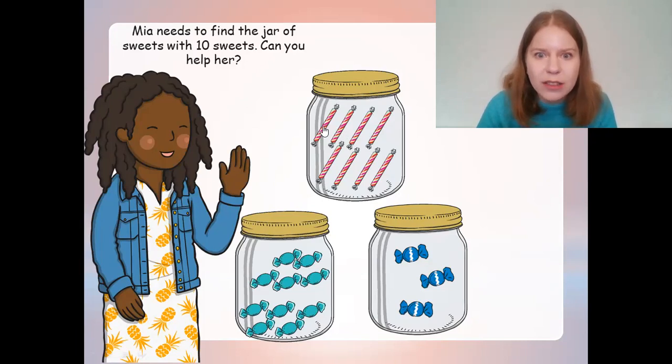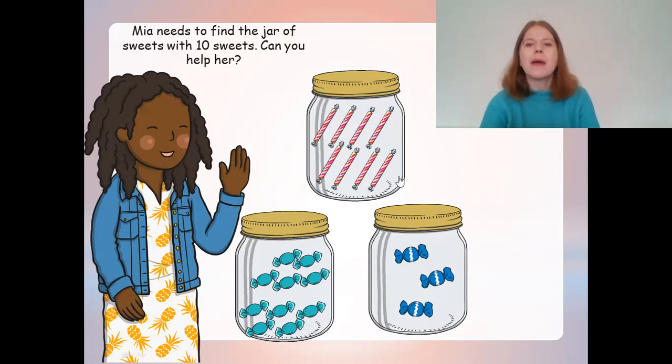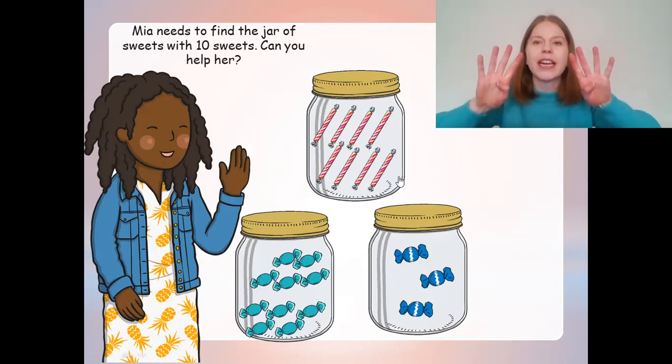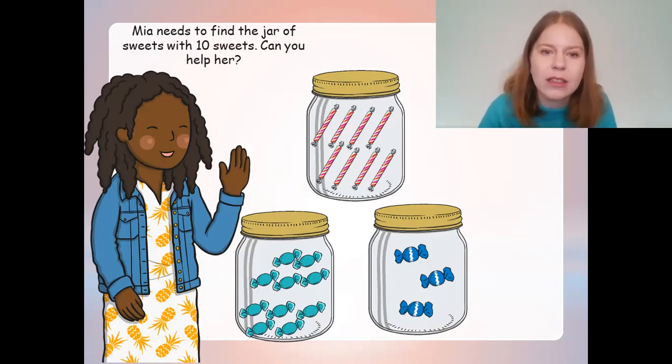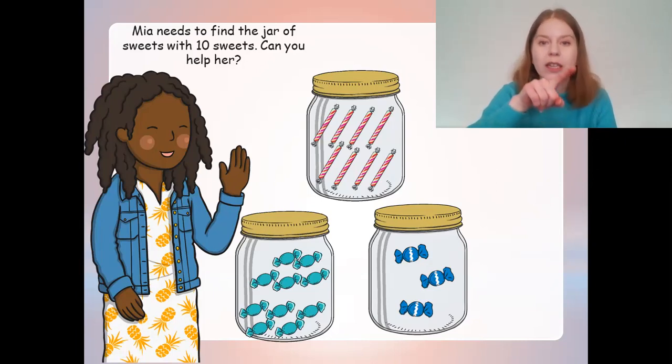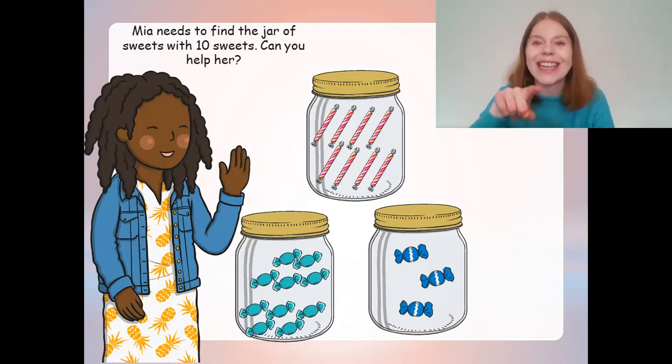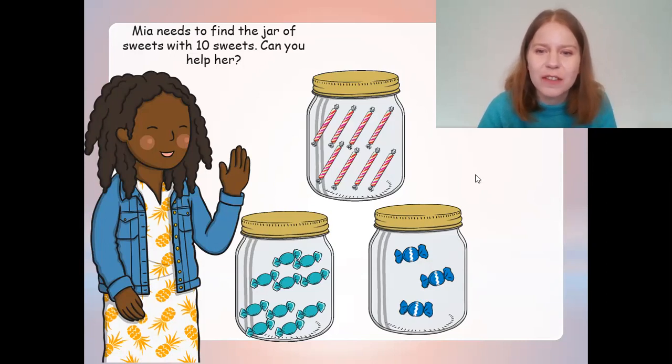So I wonder if you could tell me how many you think there are. You could count them in ones, or could you look how many are at the top? 1, 2, 3, 4. There are 4 on top, and how many on the bottom? 1, 2, 3, 4. Oh, I remember. Double 4 is 8. 4 add 4 is 8. Let's count it in ones just to double check. 1, 2, 3, 4, 5, 6, 7, 8. That's not 10. She doesn't want this jar of sweets.